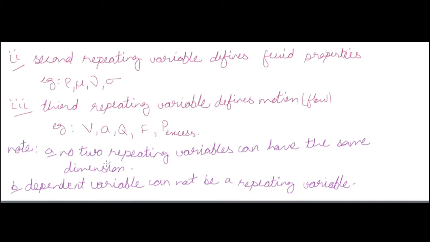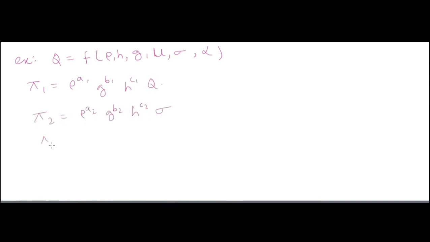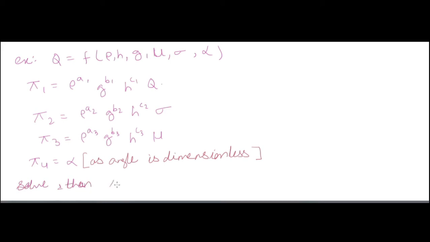Now we will see one problem on that. Discharge is a function of density, height, gravity, velocity, surface tension and angle, where alpha is the inclination. So discharge is dependent on density, height, gravity, velocity, surface tension and inclination. This involves three fundamental variables, M, L, T.